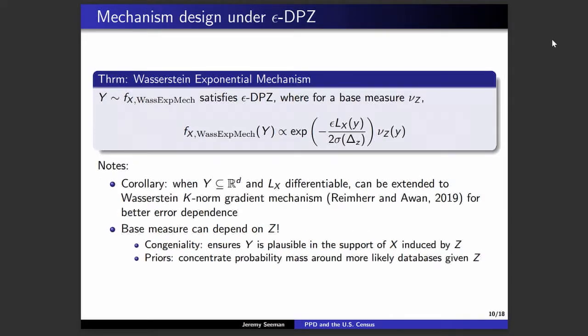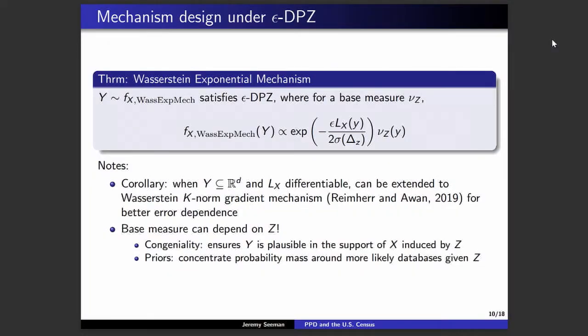And what we can do is come up with analogs of mechanisms that satisfy this relaxation of epsilon differential privacy. There are a couple of key things I want to point out about this analog to the exponential mechanism. For those of you not familiar with it, it's a generic way of writing a private data release based on solving an optimization problem with a loss function L while satisfying some formalism such as differential privacy.